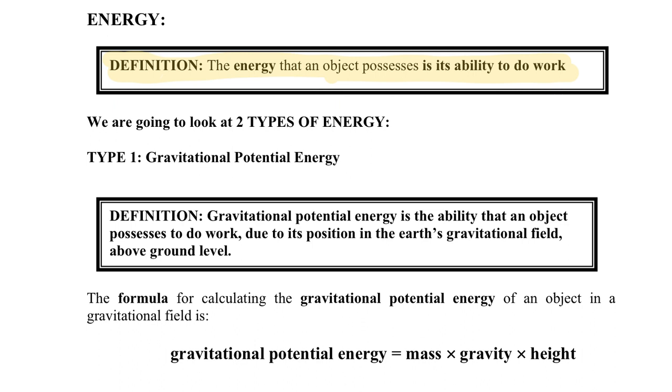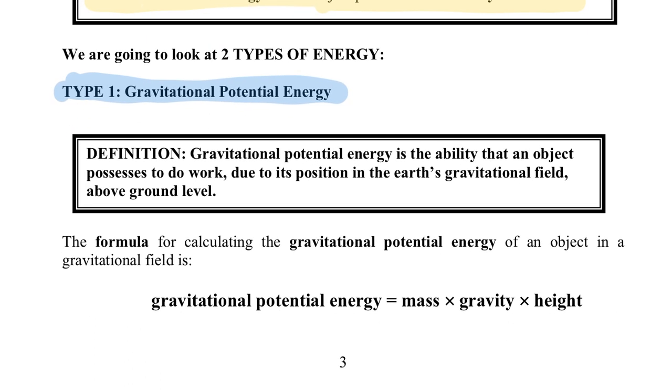So we're going to focus on two main types of energy. The first one is going to be gravitational potential energy. And then in the next video lesson, we're going to focus on kinetic energy. And then in the lesson thereafter, we're going to put them together and we are going to work with what we call mechanical energy. So let's look at the definition of gravitational potential energy.